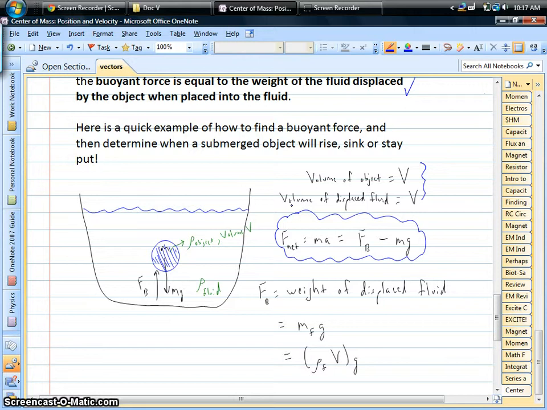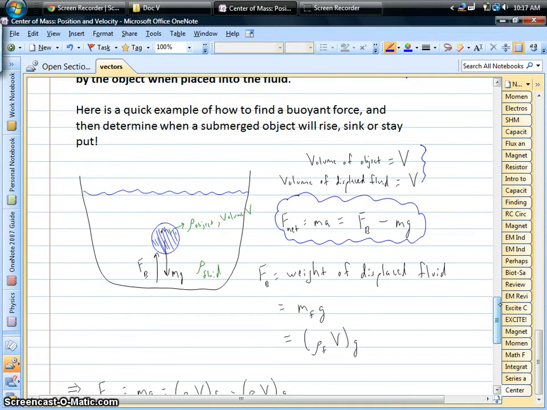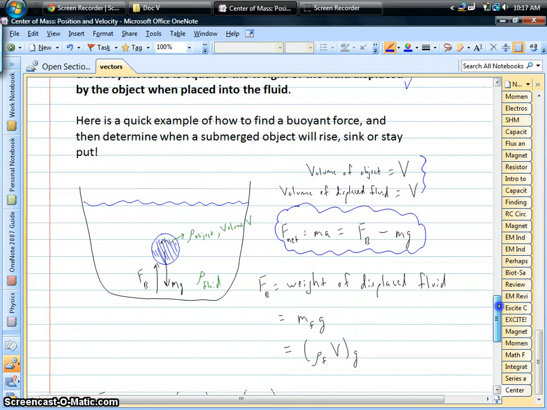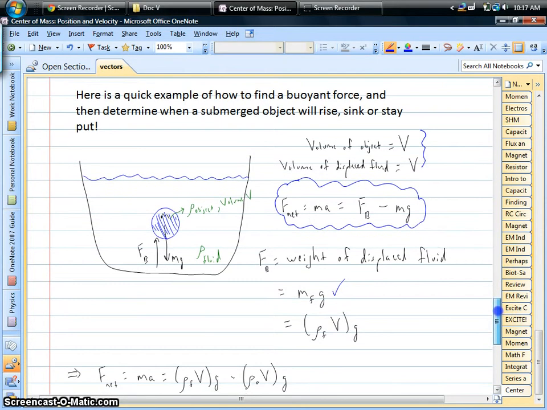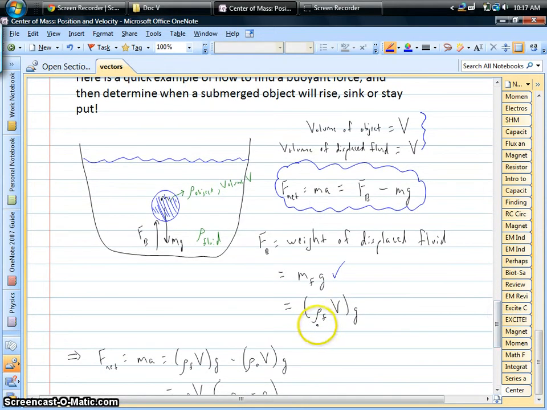Now, the buoyant force is equal to, according to Archimedes, the weight of the displaced fluid. Okay, well, weight is gravity, so we need the mass of the fluid multiplied by the acceleration of gravity. But the mass of the displaced fluid is just its density multiplied by the volume. Okay, in this case it would be the volume of the object.